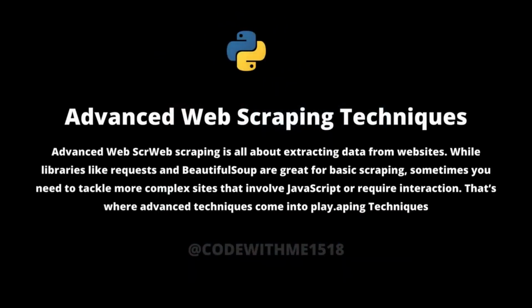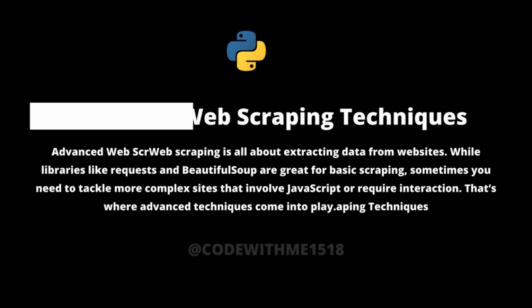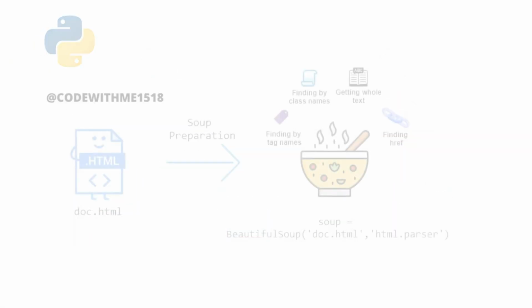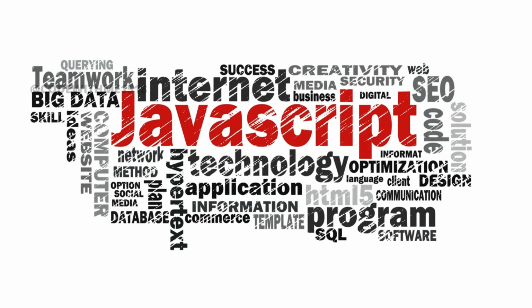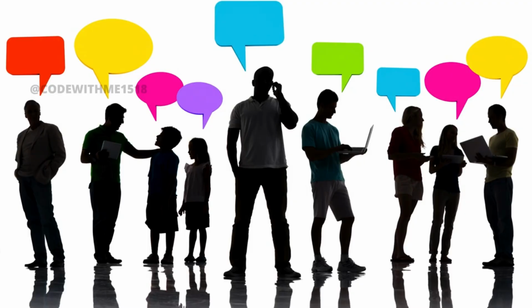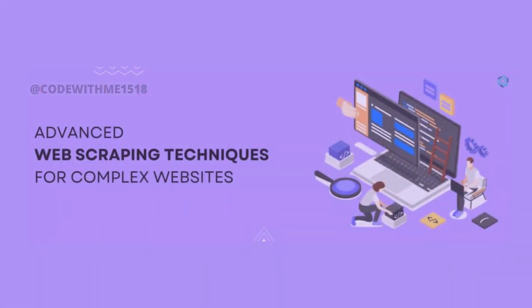Web scraping is all about extracting data from websites. While libraries like Requests and Beautiful Soup are great for basic scraping, sometimes you need to tackle more complex sites that involve JavaScript or require interaction. That's where advanced techniques come into play.